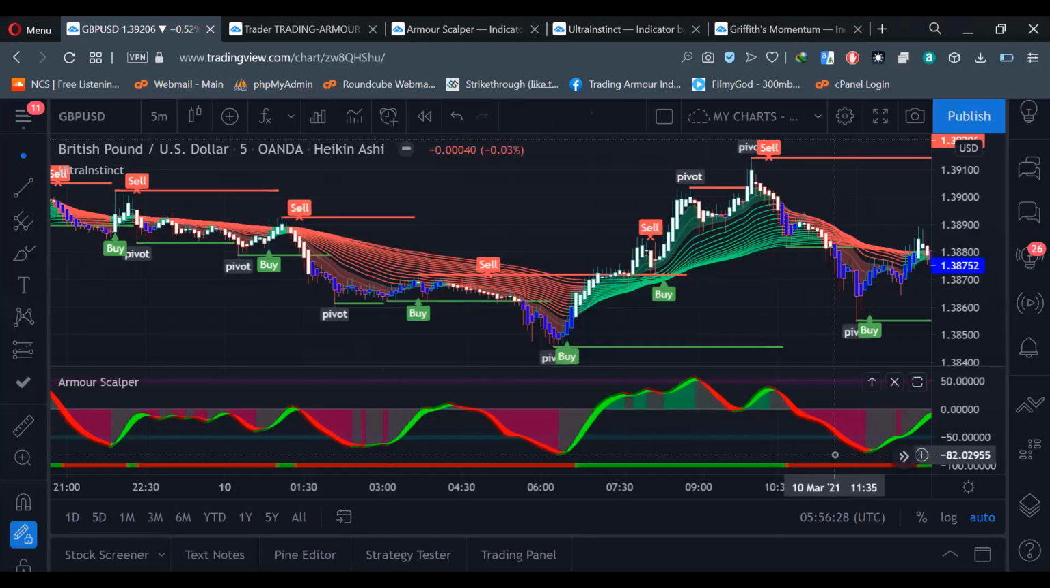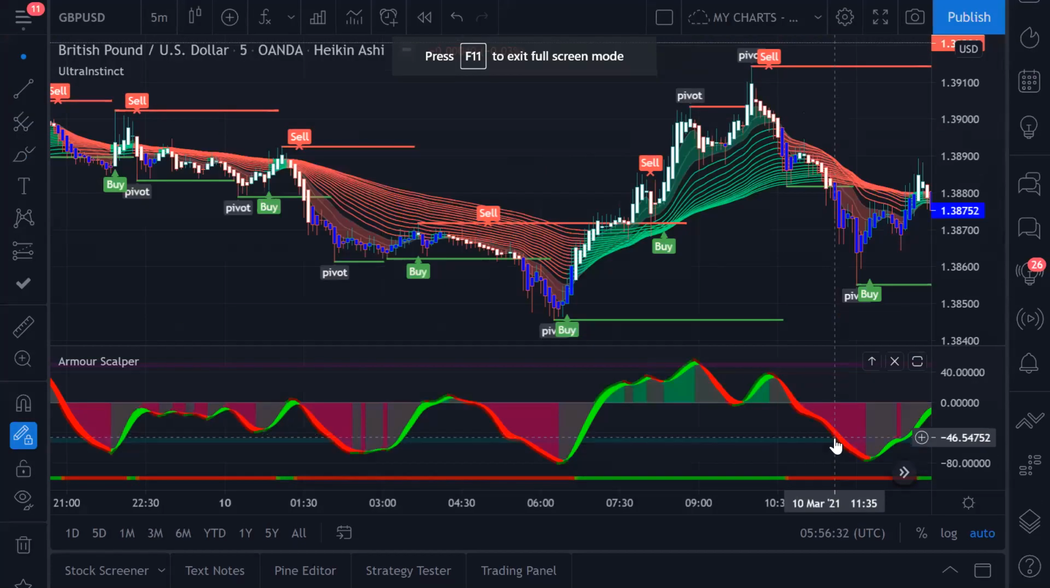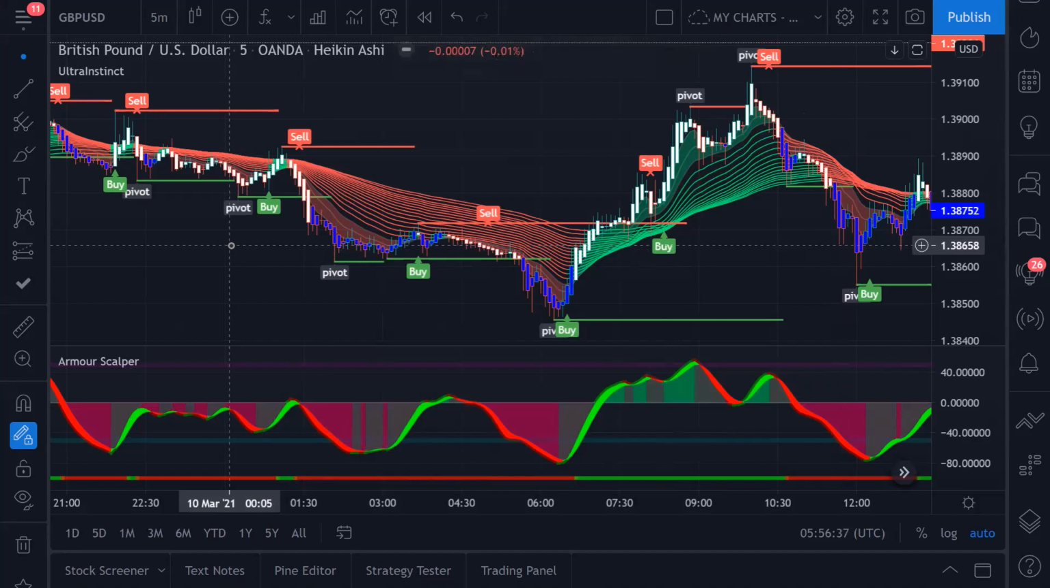So guys, let me make the screen a little bigger. Trading armor works with some set of rules that you need to follow in order to have profit each time you enter the trade. Okay, so what are those rules? But first of all, we will understand some features of trading armor.